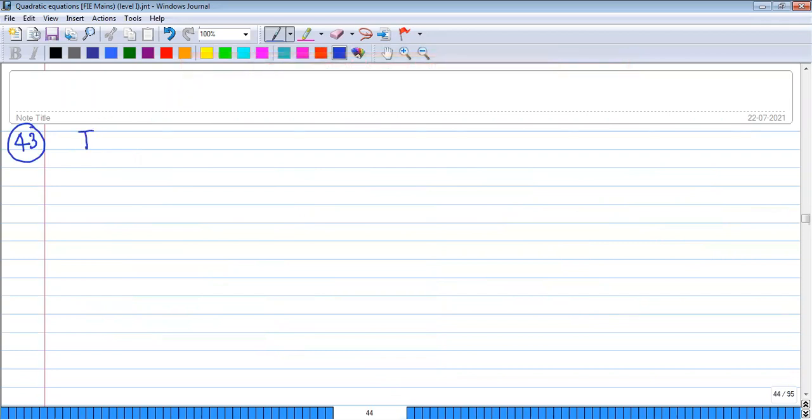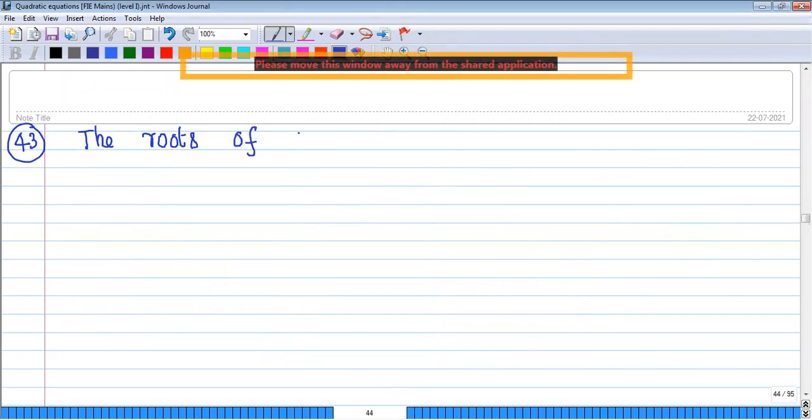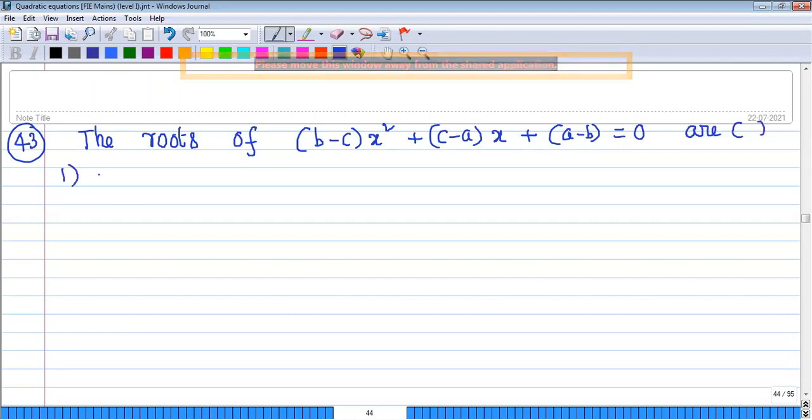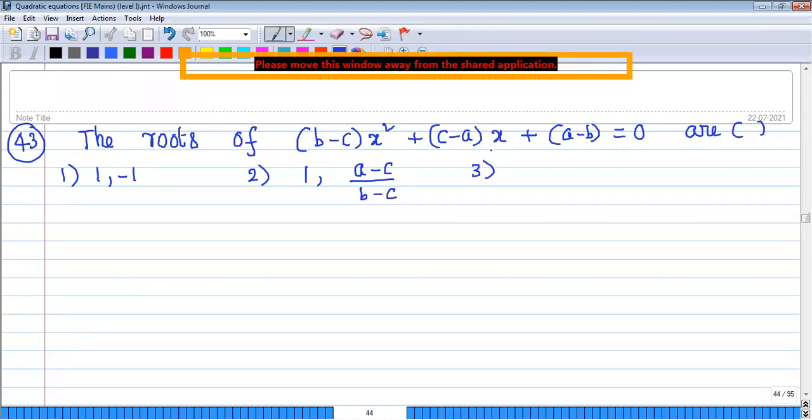The roots of (b minus c) x square plus (c minus a) x plus (a minus b) equals to 0 are: first option 1 comma minus 1, second option 1 comma (a minus c) by (b minus c), third option 1 comma (a minus b) by (b minus c), fourth option 1 comma (b minus a) by (b minus c).